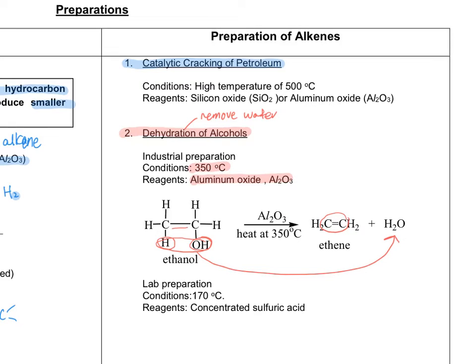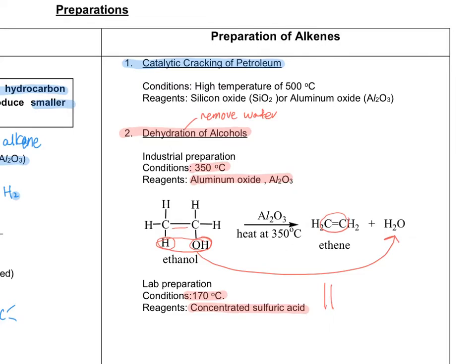Now this is the industry preparation. There's also the lab preparation. We can also do this reaction in the lab. The conditions are slightly different. So you have 170 degrees Celsius and you use concentrated sulfuric acid. For this part, you just need to be aware because the exact conditions and reagents are not required of you, but you just need to know that I can remove water from alcohol and I get my alkene.